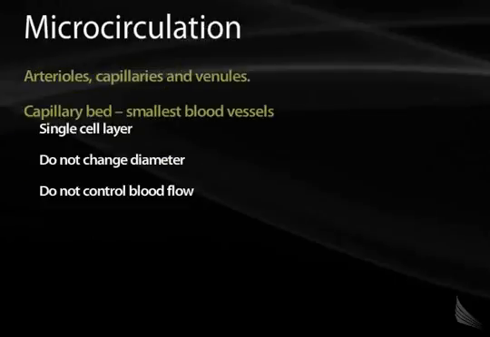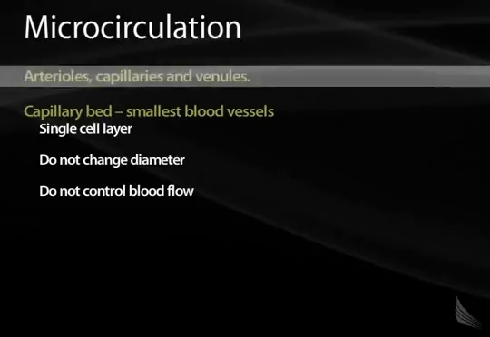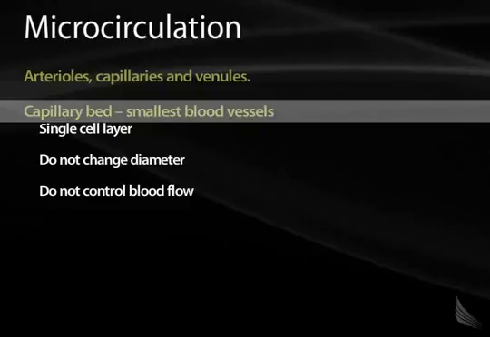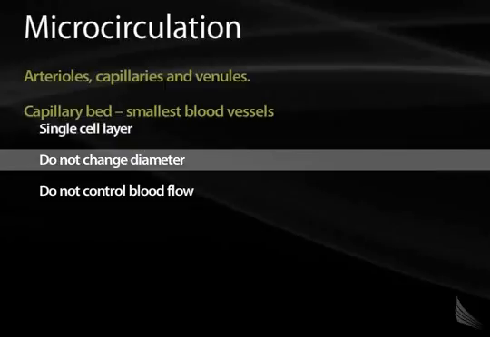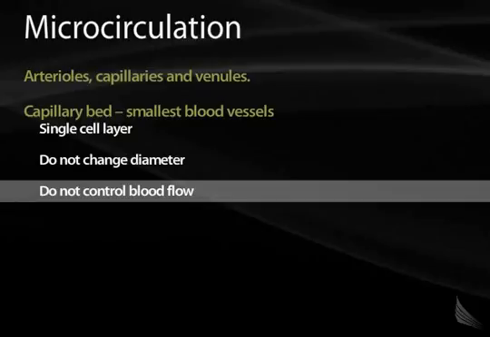The microcirculation consists of the arterioles as well as capillaries and venules. The capillaries are the smallest blood vessels. Again, they are a single cell layer thick, and that cell is an endothelial cell. Capillaries do not change their diameter, and they also do not control blood flow. It's important to remember that not all capillaries are perfused at all times, especially in tissues such as the skin.